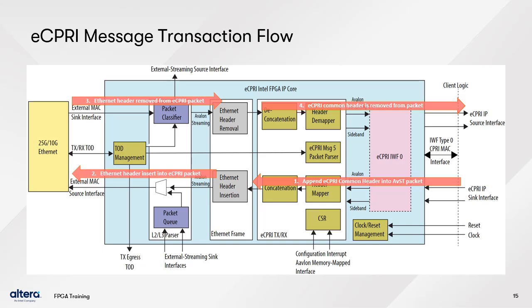Note that if the IWF type 0 block is enabled, then the packets originate as CPRI frames in the core logic and are converted to eCPRI messages. Responses are converted back to CPRI frames.